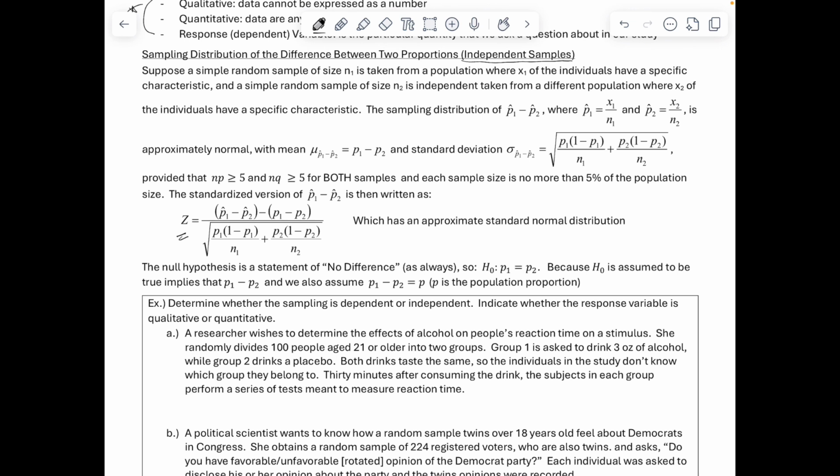It says the null hypothesis is a statement of no difference and is always going to be H naught: p1 is equal to p2, because H naught is assumed to be true. This implies that if you were to subtract them, if they were equal, then the difference would be equal to 0. And we also assume that p1 equals p2 equals p. So that's going to be our population proportion that we're dealing with.